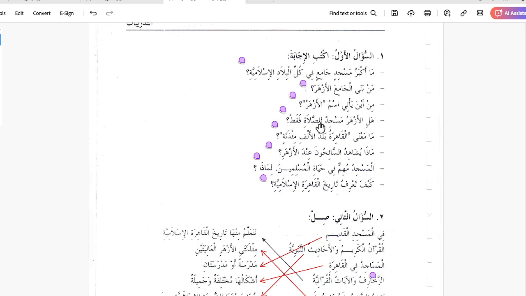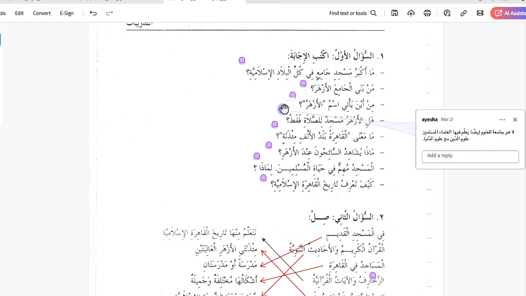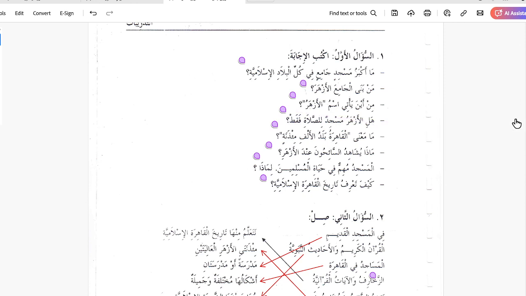Hal azharu masjidun lis salati fakat, is the Azhar mosque only for the prayer? No, we know that it is for other things also, for marriages and other gatherings. La huwa jamiatun lil alumi aidan yuallimu fiha ulama al muslimina alumuddini maluma. So this is not only for the salat but also for other celebrations and other studies. Alumuddin wa alumudduniya.